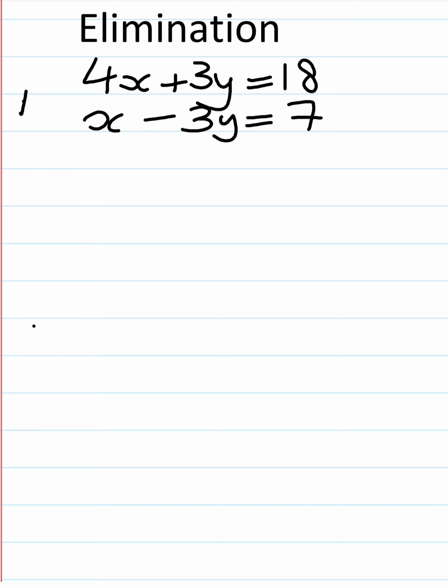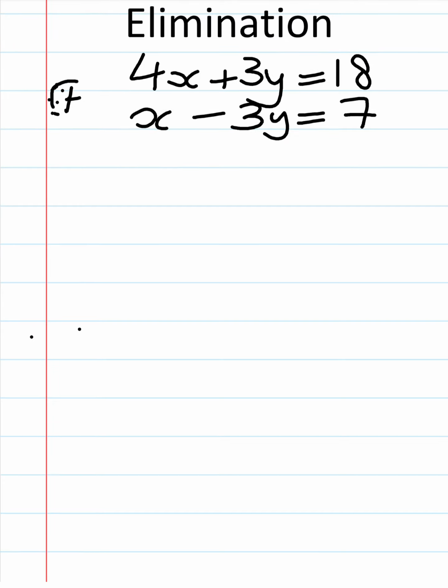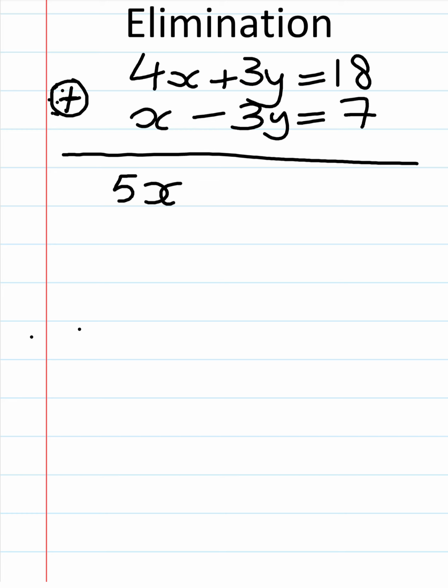Let's start by adding both equations. I've put a little plus sign in the corner so that we can remind ourselves we're adding the equations. And almost like a column method, let's add the variables. 4x plus x is 5x. 3y minus 3y is 0, so we've got 0y. And 18 plus 7 is 25.